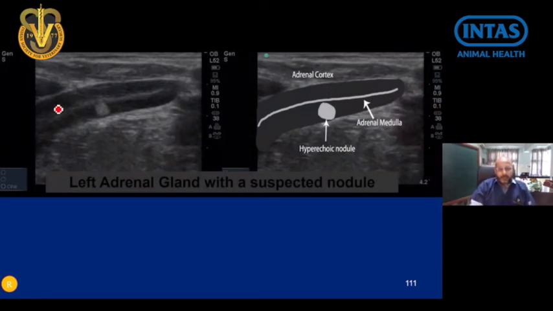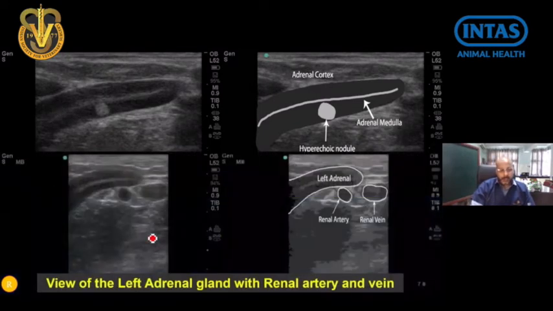Adrenal is also visible. You can see this by per-rectal examination on the left. This is the left adrenal. On per-rectal examination, you find the kidney, and you can see this is the adrenal cortex here, the adrenal medulla. Okay, so adrenals can also be visualized, but by transrectal probe only, as you do a 360 scanning within the rectum.